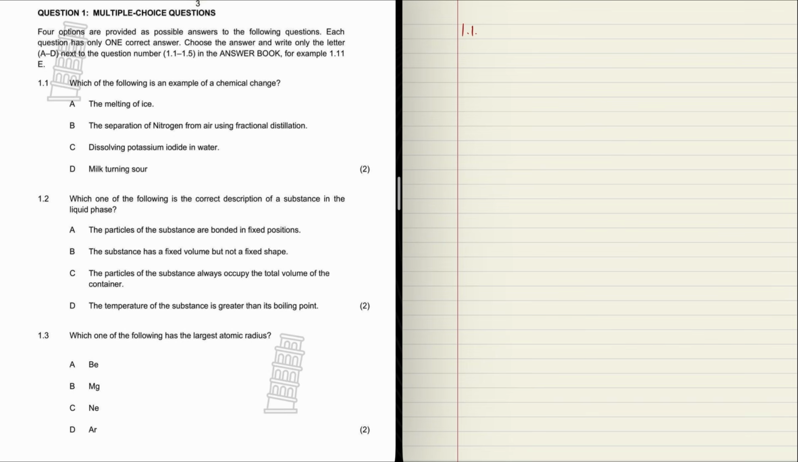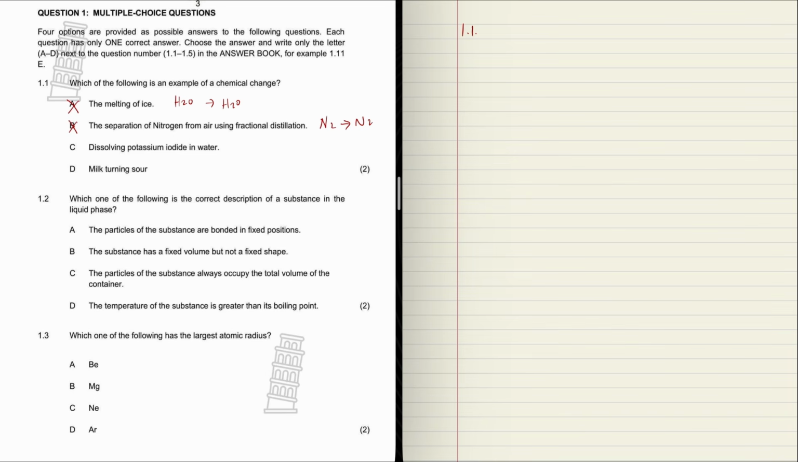A, melting of ice. So the melting of ice is basically going from H2O to H2O. It's the same substance, so that is not a chemical change. B, the separation of nitrogen from air using fractional distillation. Here we're just removing nitrogen, so the nitrogen is still remaining nitrogen. That's not a chemical change.